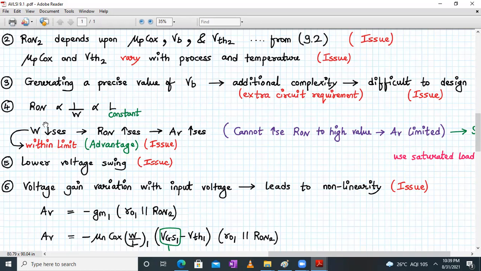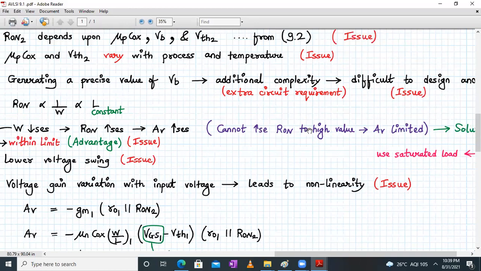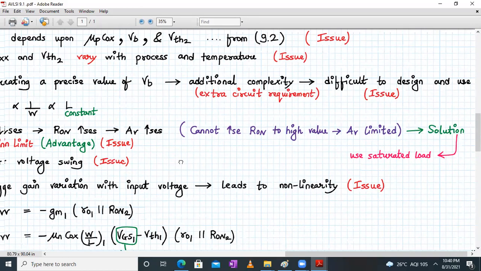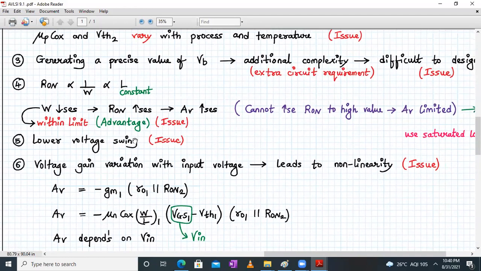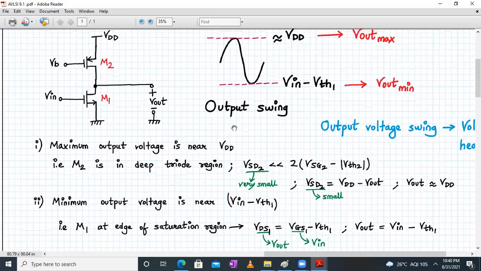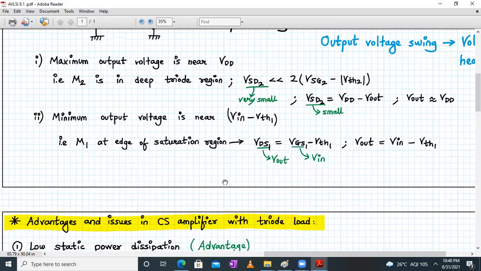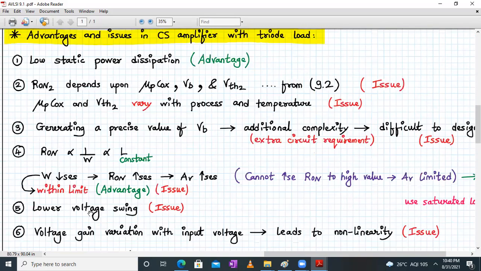But the problem is that W cannot be decreased indefinitely. It has to be within a limit. So that's why we cannot increase R on to a higher value over here. Hence your voltage gain is also limited. So the solution for this is to use a saturated load, right? Then we have a lower voltage swing. We just now saw in the earlier question that we don't get a full voltage swing from VDD to zero. In fact, it's a poor voltage swing actually. So we have a lower voltage swing, which is a problem.